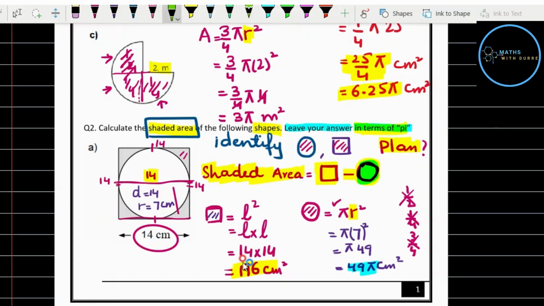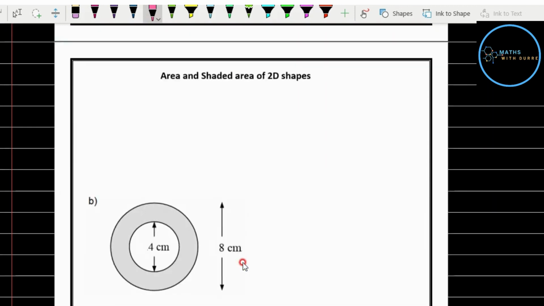Now what will I do? I will put the values in our plan. That was our plan, 196, and 49 pi as the value of the area of the circle. So in the question statement it is mentioned to leave your answer in terms of pi. So you just leave your answer in terms of pi, no need to solve further. So basically that is your answer, right? Okay, let's solve one more question with me.